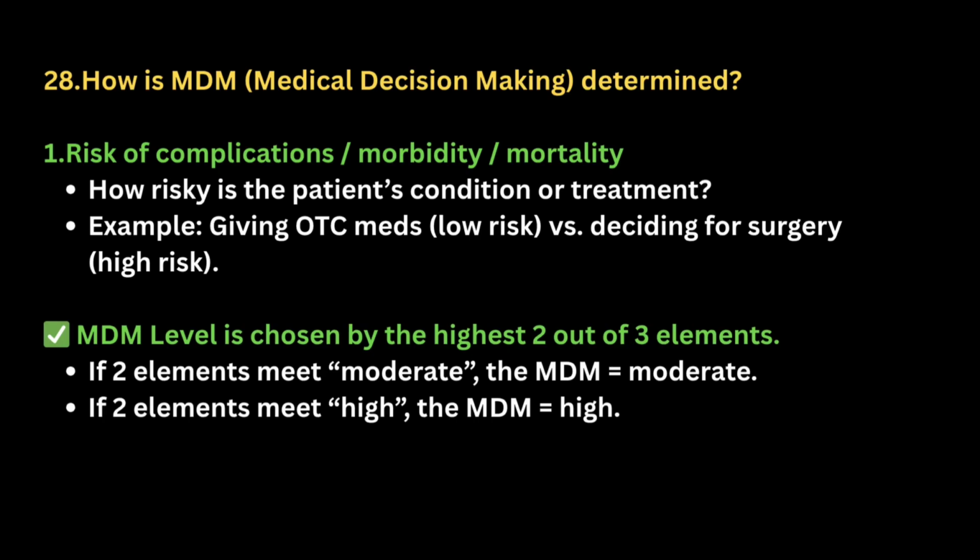And risk of complication, morbidity or mortality, how risky is the patient's condition or treatment. If normally a medication is given, it is low risk. Deciding for surgery, it is high risk. So the MDM level is chosen by the highest of 2 out of 3 elements. If 2 elements meet moderate, then it is moderate. If 2 elements meet high, then the MDM will be high.